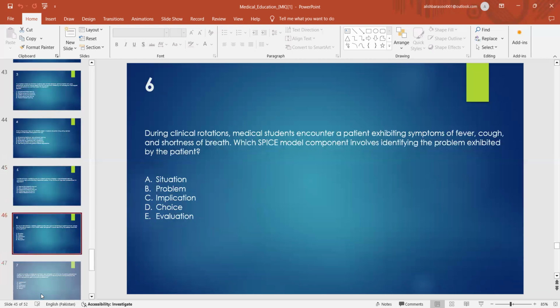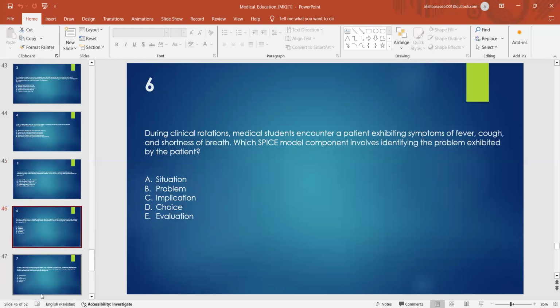Yes, it's C. During clinical rotations, medical students encountered a patient exhibiting symptoms of fever, cough, and shortness of breath. Which SPICE model component involves identifying the problem exhibited by the patient? A, situation, B, problem, C, implication, D, choice, or E, evaluation? B, problem. Yes, it's B.